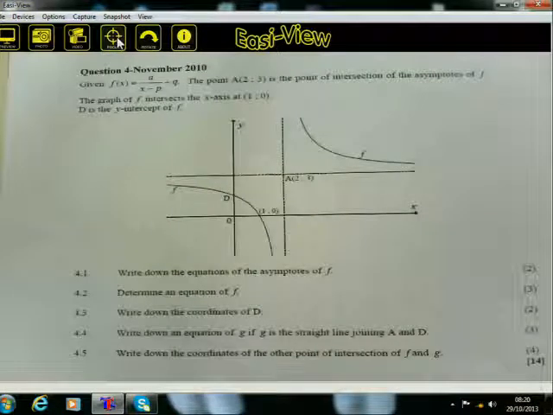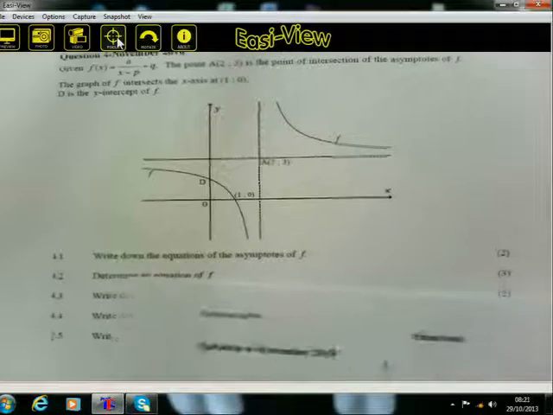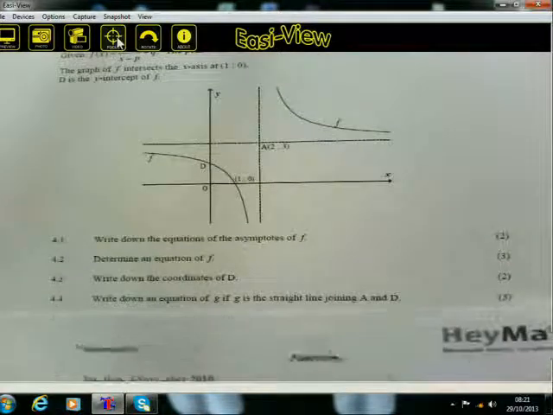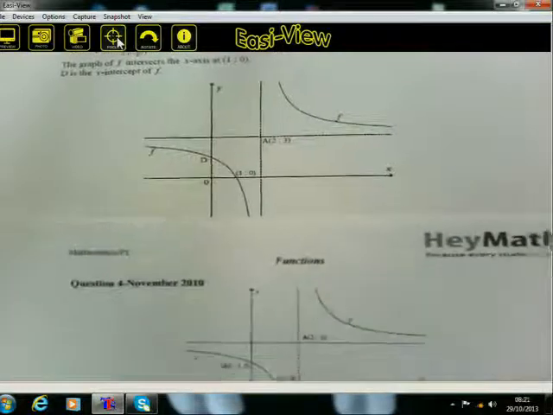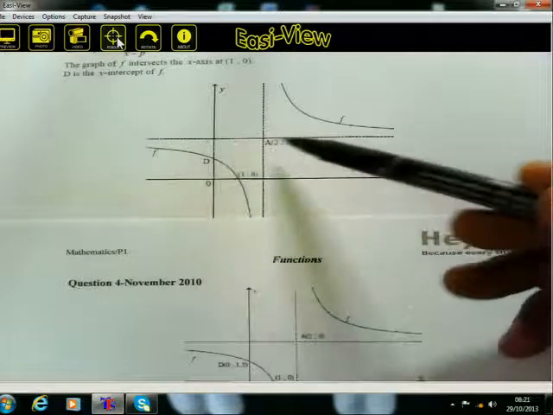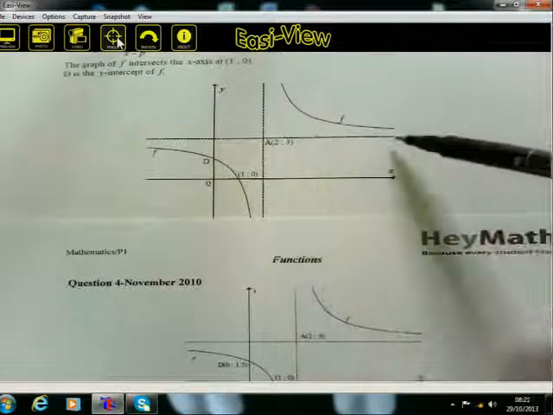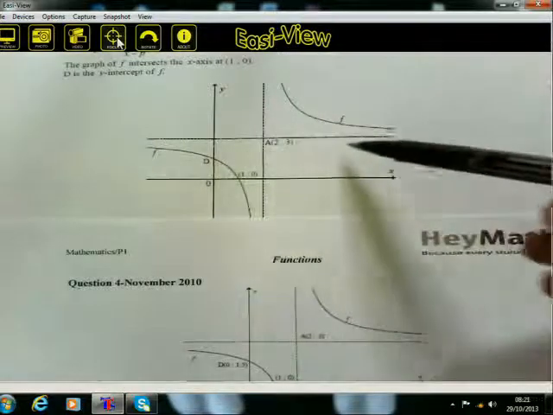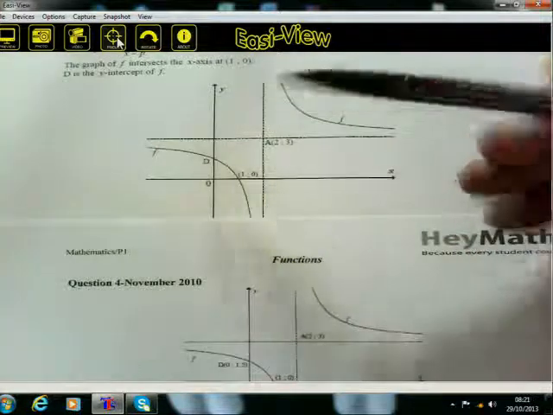Welcome back. You have been looking at this question, and I hope that you have done your best. It's an interpretation of the hyperbola. Let's look at the answers. First of all, you are given this point. See this point? It cuts our graph like that. Therefore, it's an asymptote. This one is the y asymptote. This one is the x asymptote.